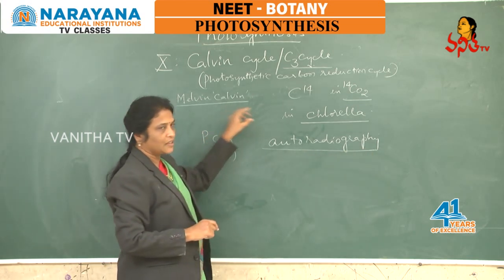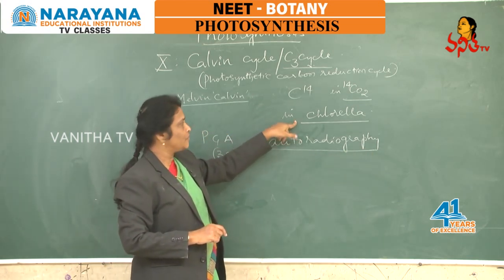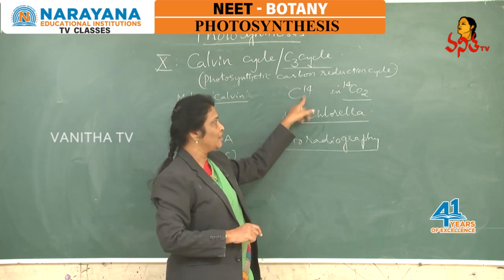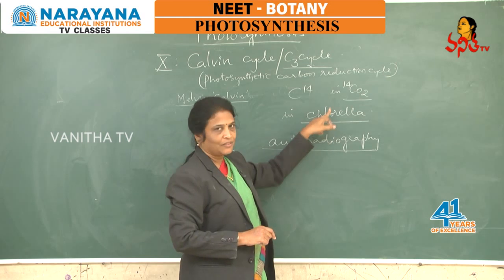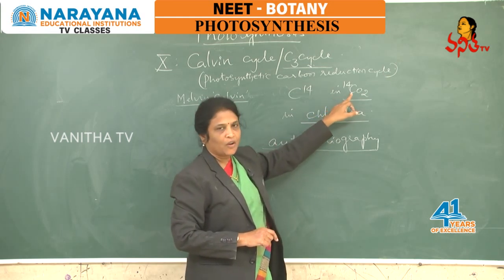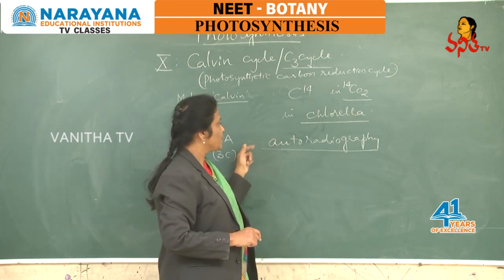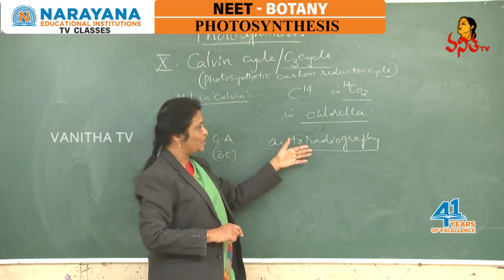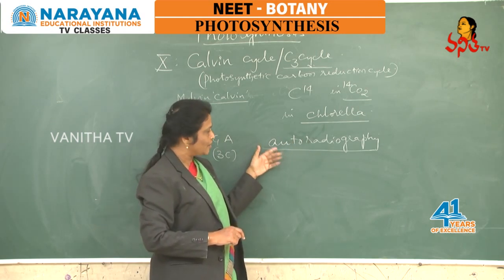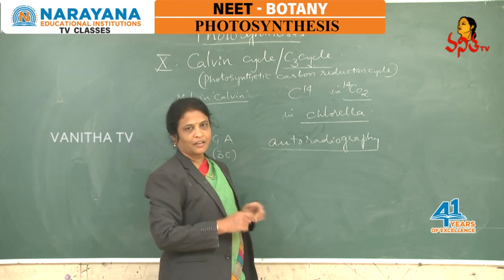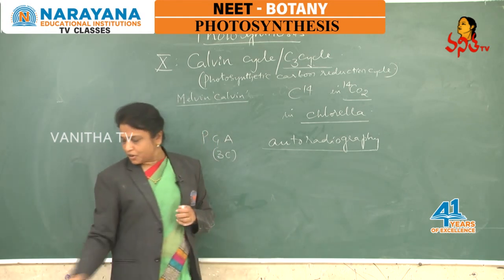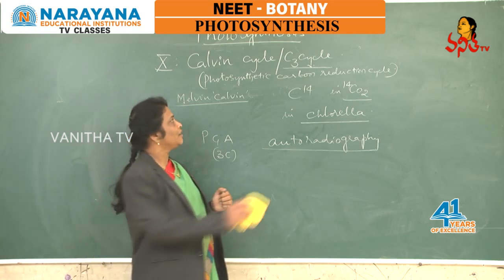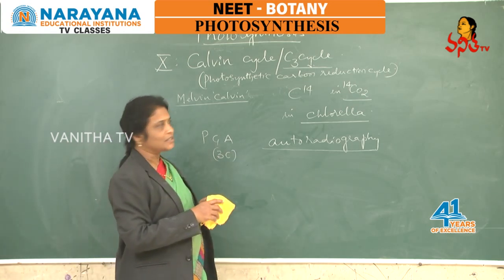So, here the experimental plant is chlorella, and the isotope used is C14 in the substance carbon dioxide. The chlorella cells are fed with isotopic carbon dioxide with C14 and they followed the biochemical reactions by the autoradiography technique or tracer technique. Okay. So, that is about the historical event, how the Calvin cycle was traced out by Melvin Calvin and his colleagues.